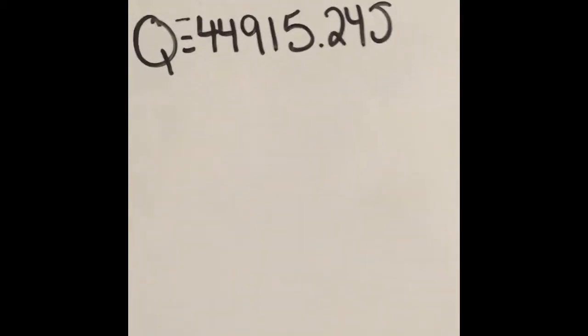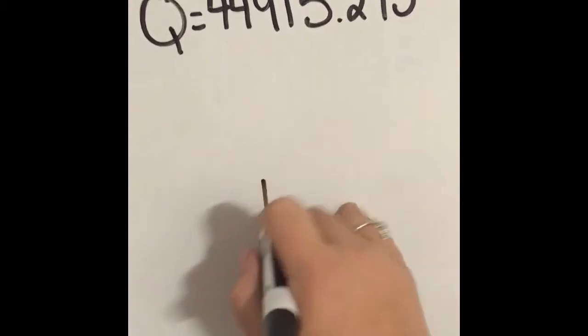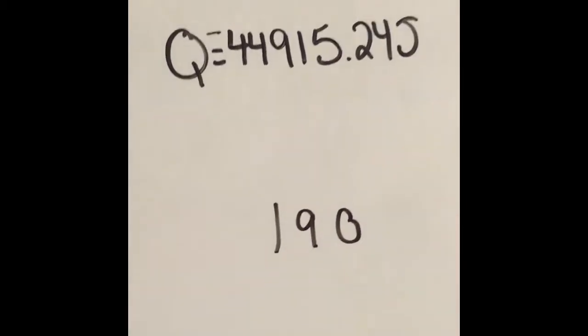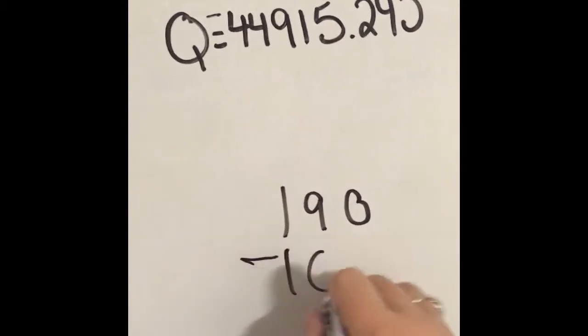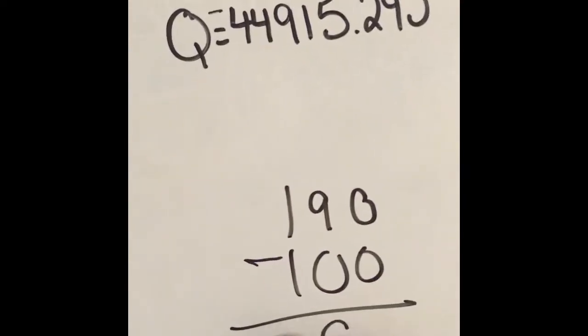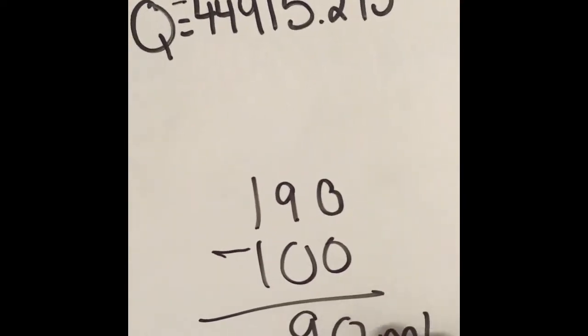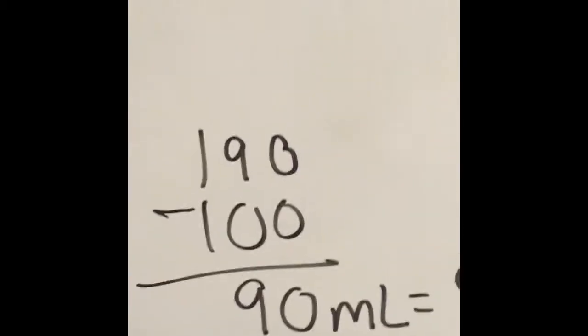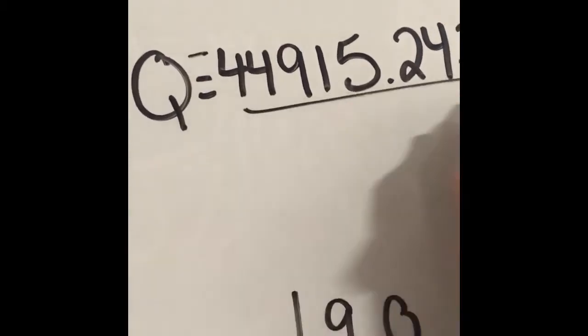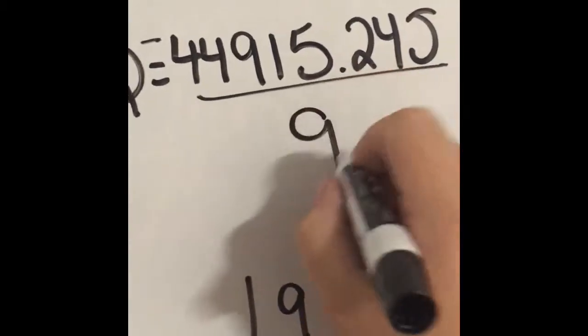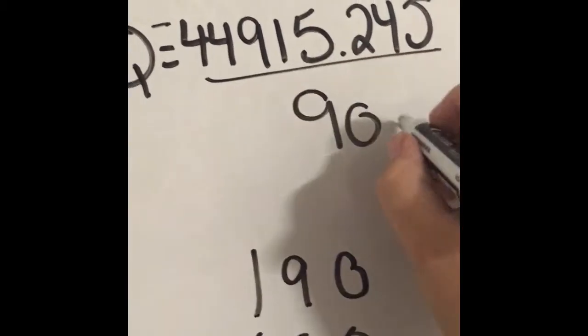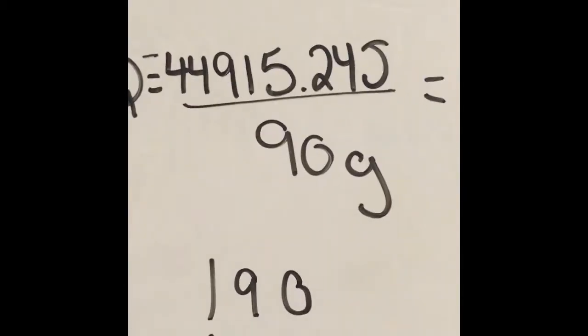We had 190 total volume. We had used 100 at the beginning. That's what we heated up. So we are left with 90 milliliters, which equals 90 grams. And that represents the ice that I put in there. So what I'm going to do now is I'm going to take this number and I simply divide by 90 grams. And this is going to give me my heat of fusion for ice.